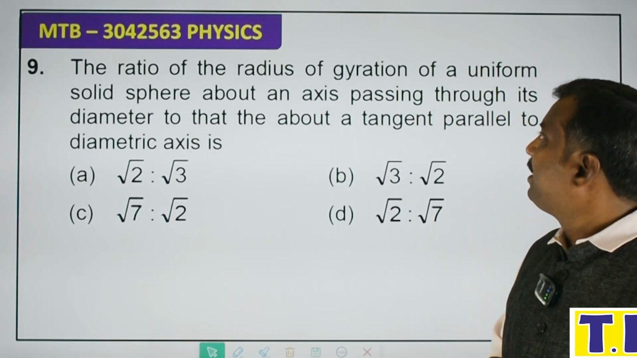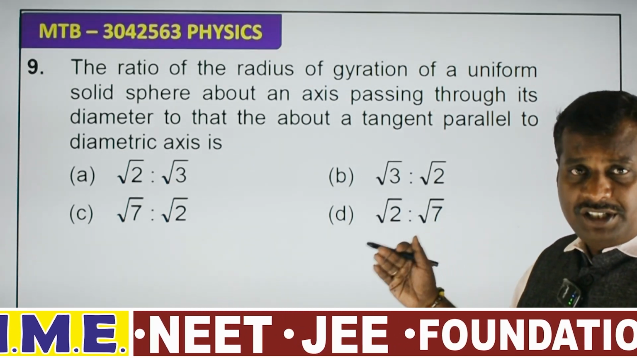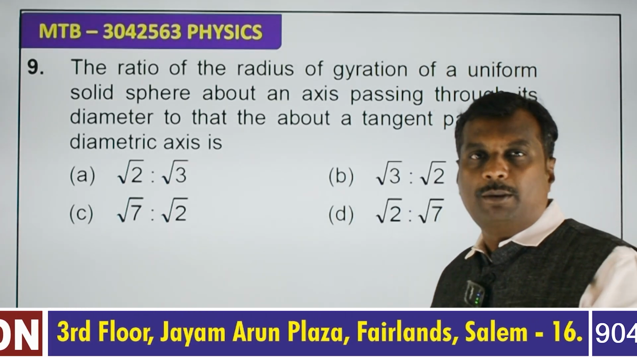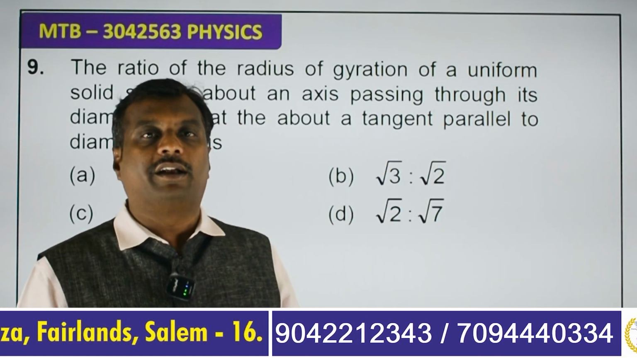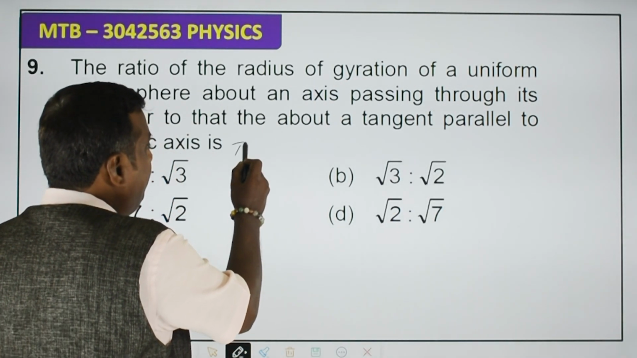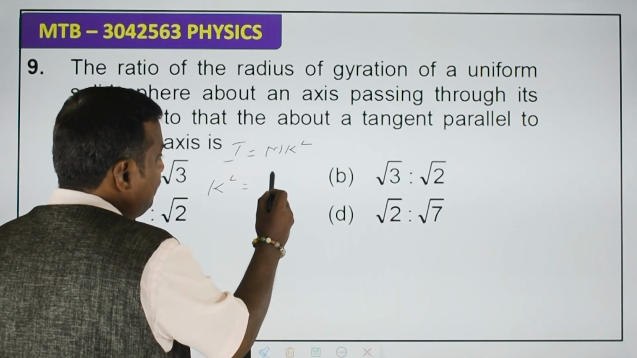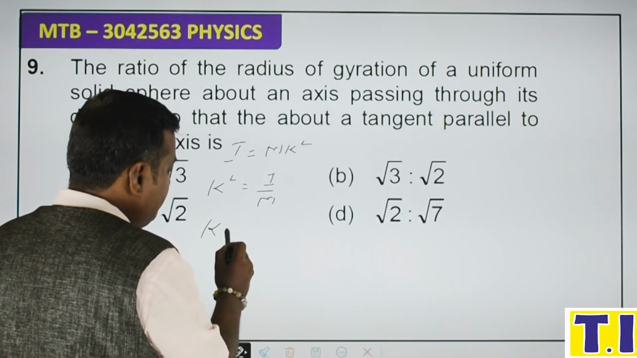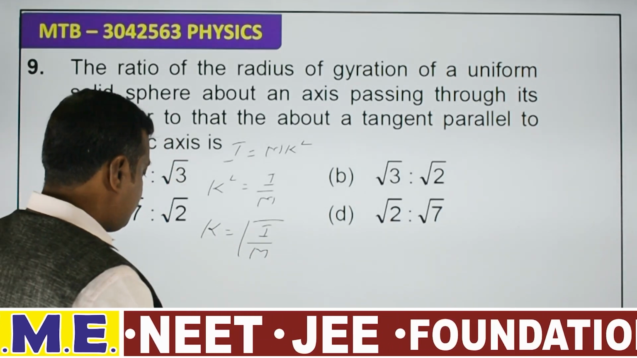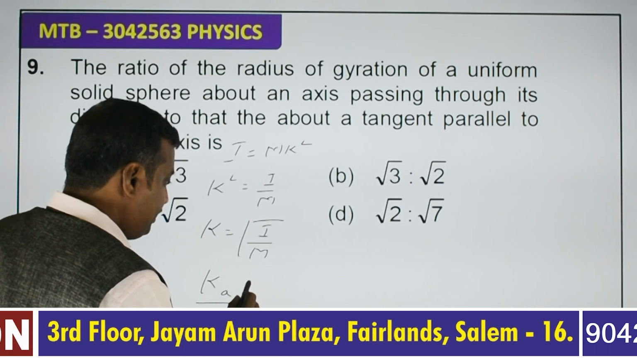Okay, sir. The ratio of radius of gyration of a uniform solid sphere about an axis passing through its diameter and about another axis tangent parallel to the diametric axis. They are asking the radius of gyration for the axis passing through the diameter and for the tangential axis parallel to it. So we know I is equal to mk square, where k is the radius of gyration. K square is equal to I by m, or k is equal to root of I by m. It is the same solid sphere, so the mass is not going to change.